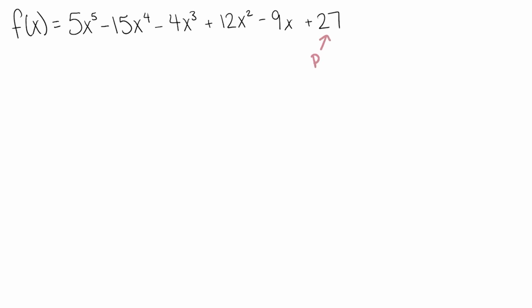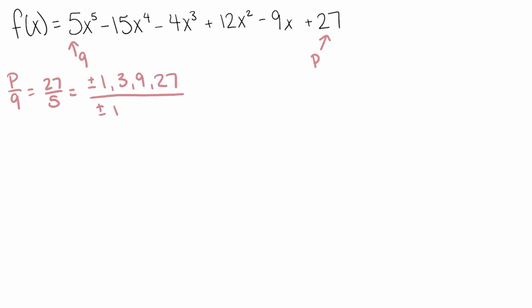F of x equals 5x to the 5th minus 15x to the 4th minus 4x to the 3rd plus 12x squared minus 9x plus 27. Our P is our 27 here at the end, and our Q is our 5 here up front. So let's identify all of our terms. We have P over Q, which is our 27 over 5, and our factors of our 27 are going to be 1 and 27, and 3 and 9.